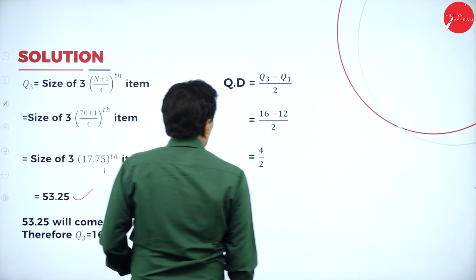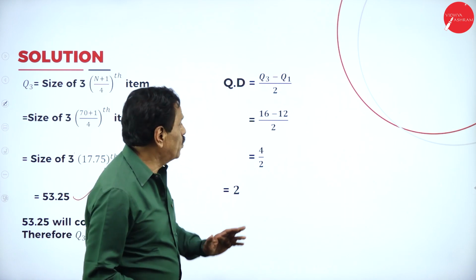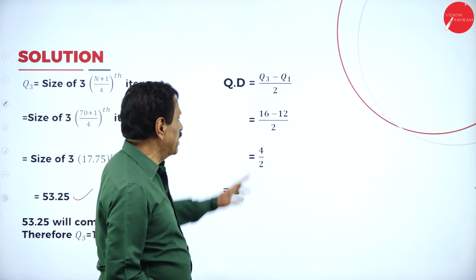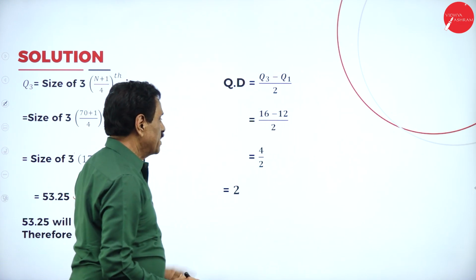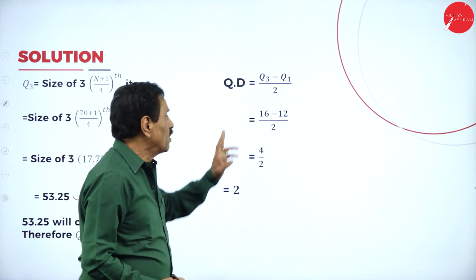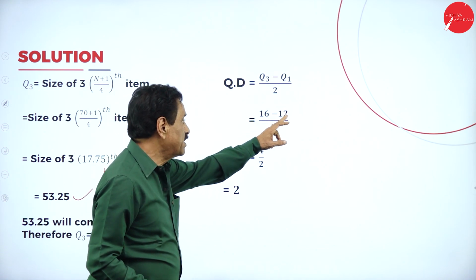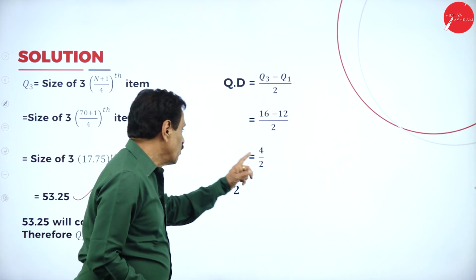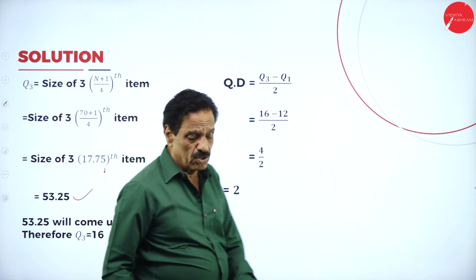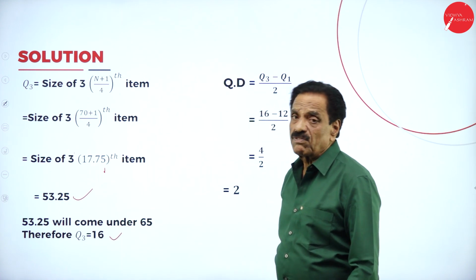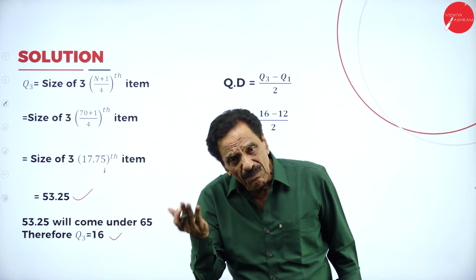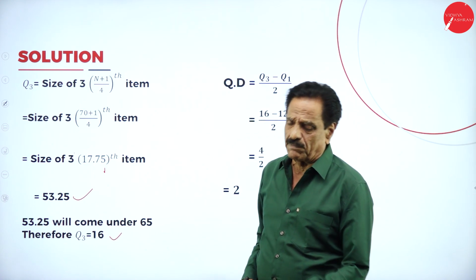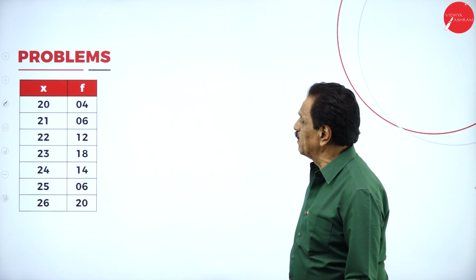Apply the formula. Quartile deviation is equal to (Q3 minus Q1) divided by 2. 16 minus 12 divided by 2. That is 4 divided by 2, which is 2. The answer is 2. I think you follow. What is the first step to do? Convert the frequency into cumulative frequency. Then apply the formula. Then we'll go to the third problem.